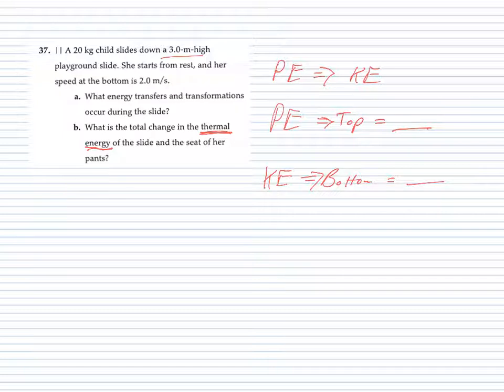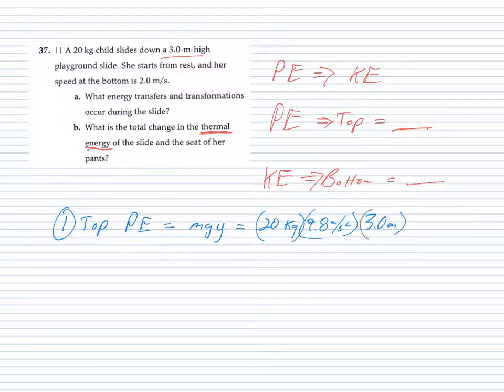It went to friction. So let's do this in a couple of steps here. Let's start out at the top. You have all this potential energy. So let's say it's mgy, and the mass of the kid is 20 kilograms. Gravity's 9.8 meters per second squared, and you're 3 meters high. You punch that in your calculator, 20 times 9.8 times 3, and you should get 588 joules.